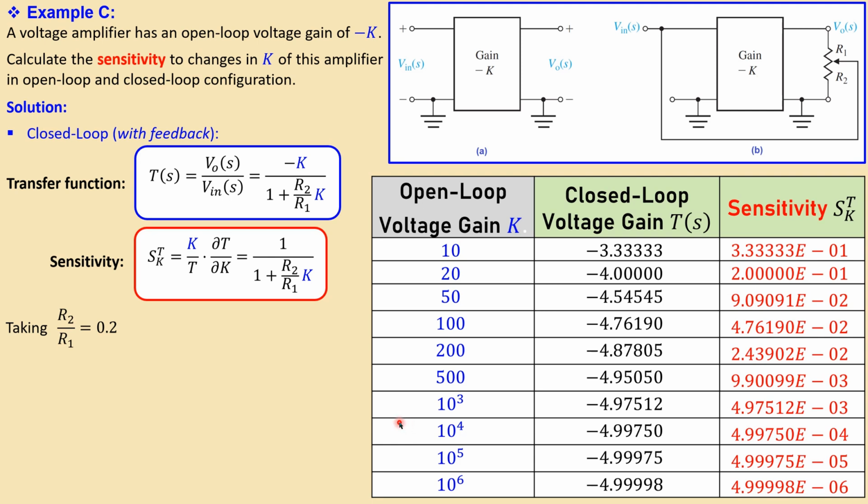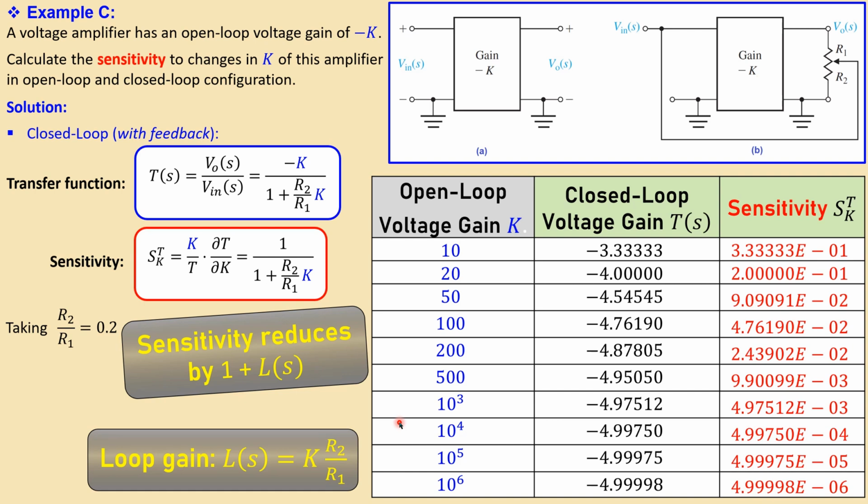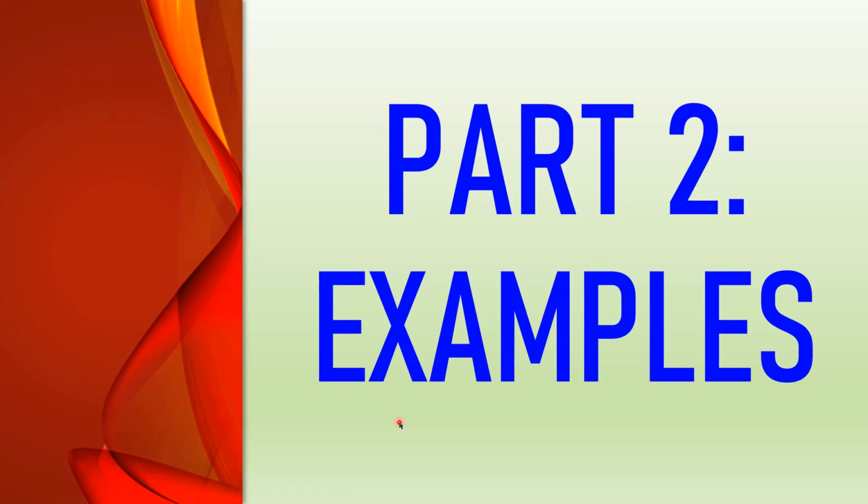Now in actual op-amps, this is most of the time, of course, in a couple of millions, maybe 10 million, maybe 100 million for open loop gain. That is really required to have a very small sensitivity value for your feedback amplifier. And this is a good illustration, I think, for the sensitivity in a practical sense. So sensitivity reduces by 1 plus the loop gain, and again seen here in the table. And loop gain is k times R2 over R1 for this configuration. Okay, let's do now several examples in part 2.